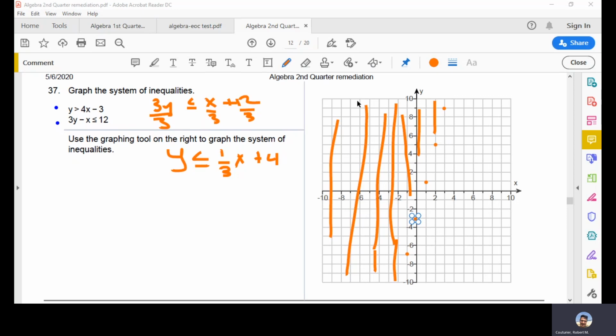I'm going to try to change colors again. Every time I change colors, it wants to do something funny. Perfect. Okay, now I'm good. So I'm going to do the second line in blue. So our intercept is 4, so I have a dot here at 4. And our slope was 1/3, so that means it's going up 1, and to the right, 1, 2, 3.